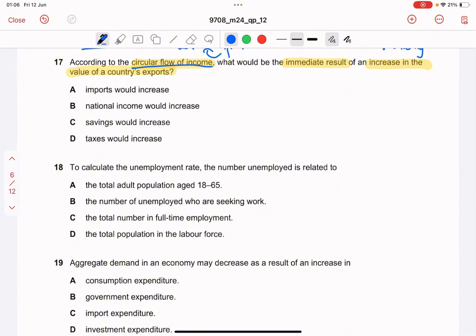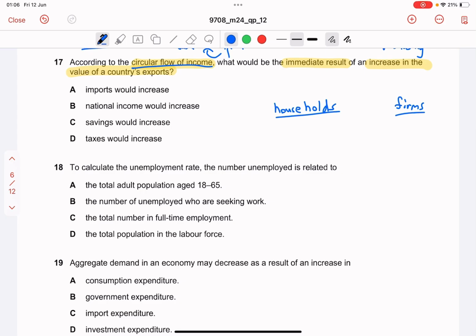So let's just draw a rough sketch of that. We will have consumers, also known as households, and firms. Households own your typical factors of production, your land, labor, capital, and firms want to use them to produce these goods and services.